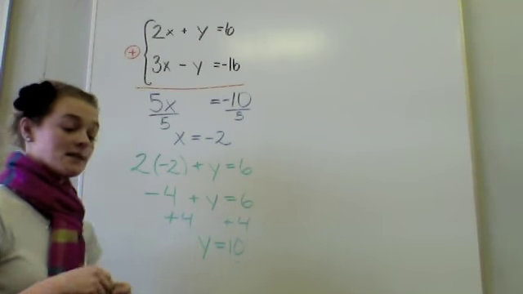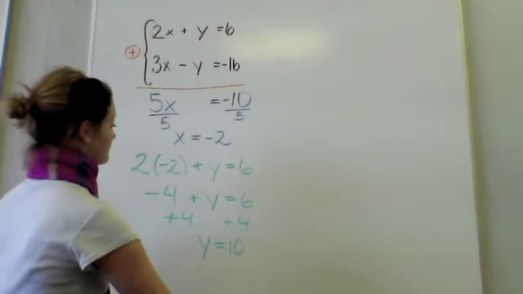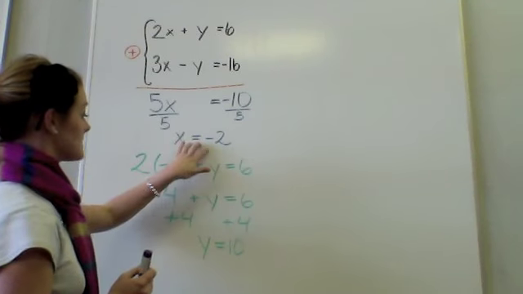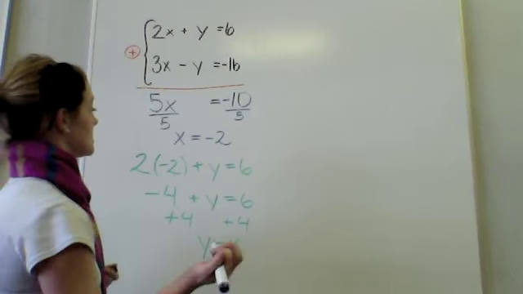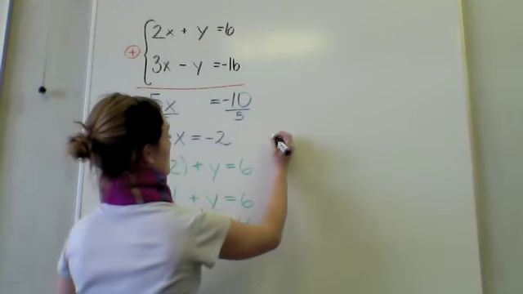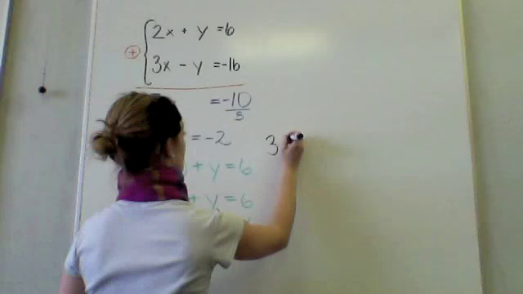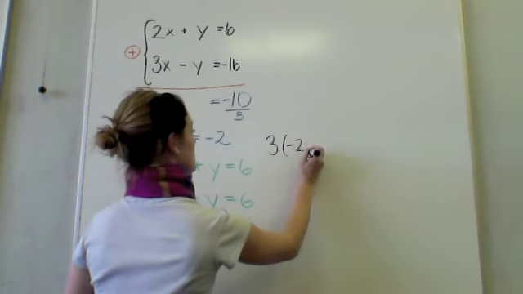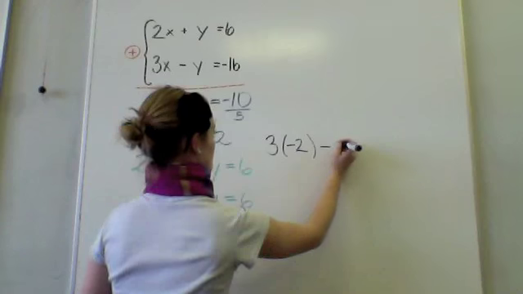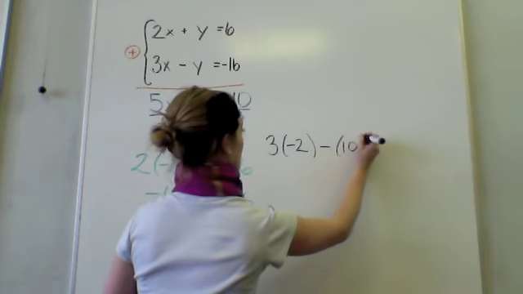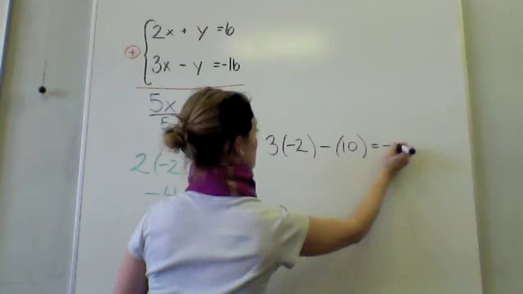All right, we're not done yet. We need to check our solution. So I'm going to take both my x and my y value and plug them into, let's do the second equation, but you should probably do both of them. So we have 3 times negative 2 minus our y value of 10 equals negative 16.